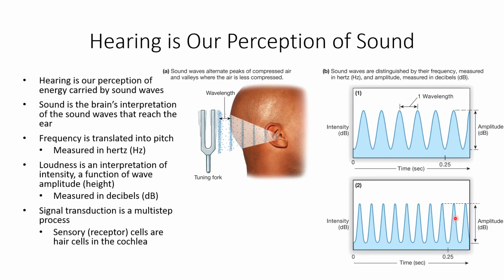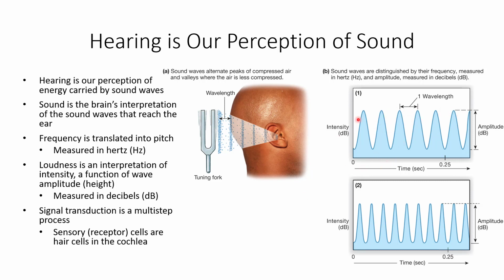So what is hearing exactly? Well, it's a perception of energy carried in sound waves. And a sound wave is going to then be interpreted by the brain as an actual pitch and frequency. So sound waves themselves, if you think about it, it's an energy wave, right? And it has a couple of unique parameters to it. One is amplitude, so how high the wave is, and the other is the wavelength, how far apart the wavelengths are.